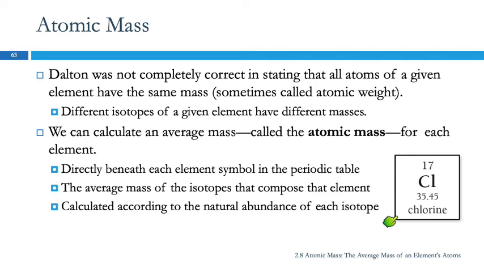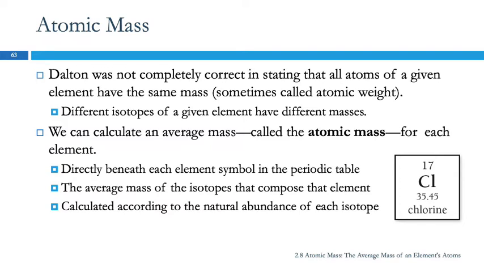Here we see chlorine's entry. Chlorine has 17 protons. The average mass of a chlorine atom is 35.45 atomic mass units. Atomic mass units are the units used to measure atomic mass, right? You see what they did there? Atomic mass units. This is the average mass. There's actually no chlorine atoms that weigh 35.45, but it's the average, right? And that's what is most useful most of the time.